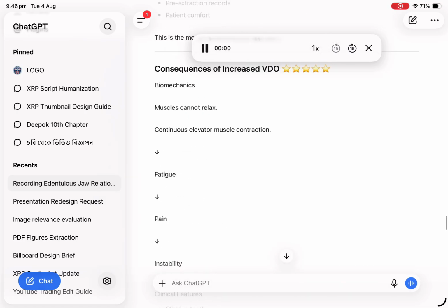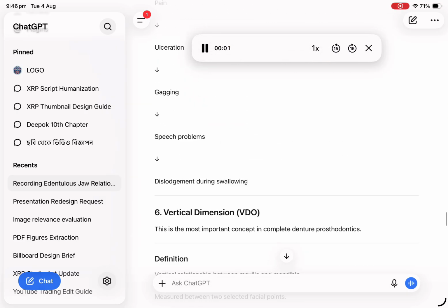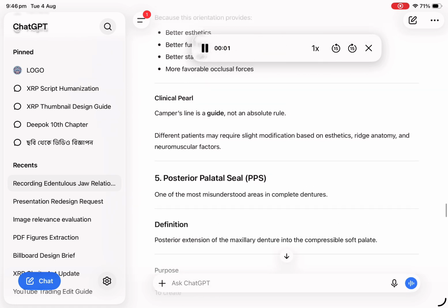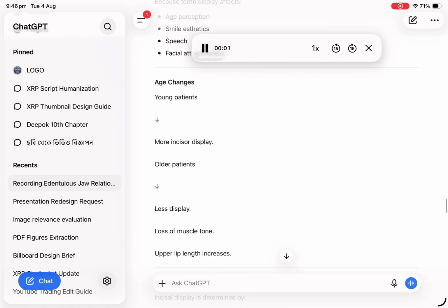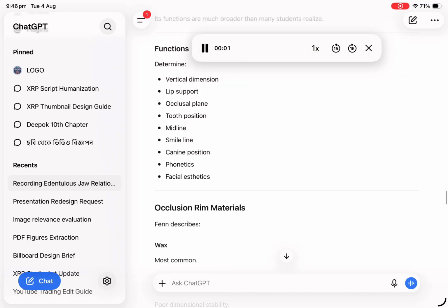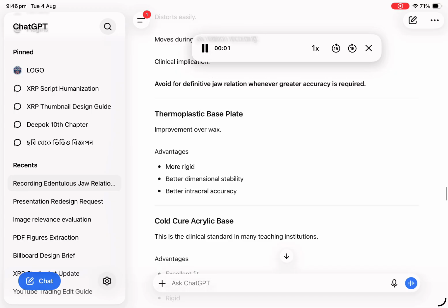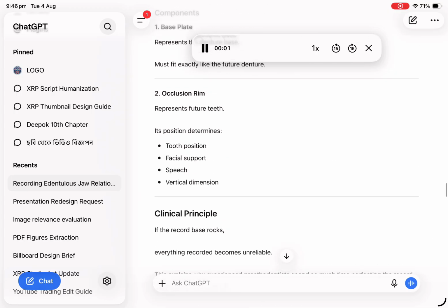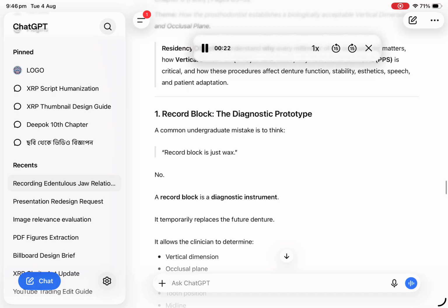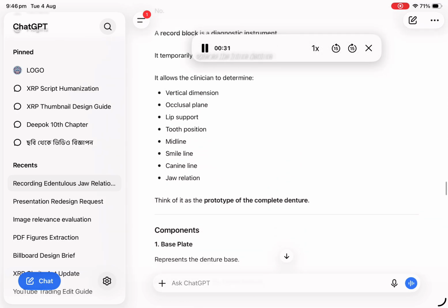Jaw relation records, response 2 of 3, residency mastery. Chapter 6, Fenn, pages 83 to 92. Theme: how the prosthodontist establishes a biologically acceptable vertical dimension and occlusal plane. Residency objective: understand why every millimeter of the occlusion rim matters, how vertical dimension is established, why the posterior palatal seal, PPS, is critical, and how these procedures affect denture function, stability, aesthetics, speech, and patient adaptation.